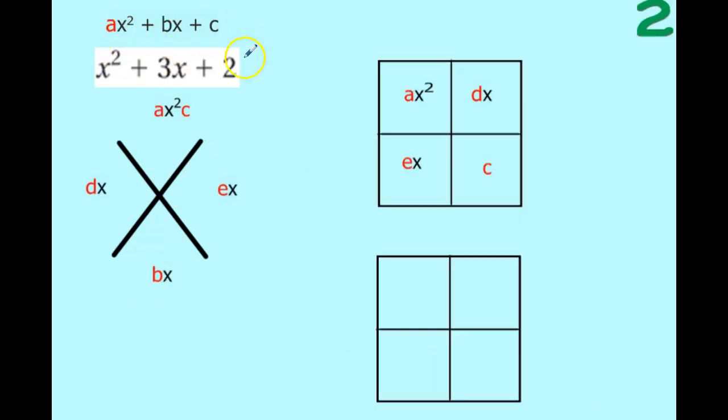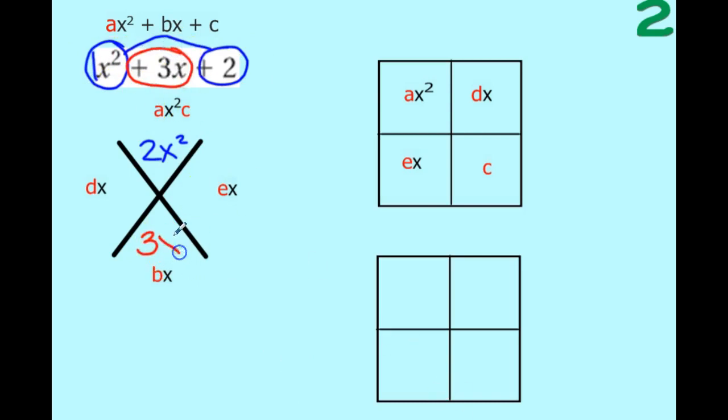Here's our first term, middle term, last term. To get what goes on the top of our diamond, we multiply the first and the last terms, ax squared and c. So x squared times 2 is just 2x squared, because this was a 1. 1 times 2 is 2. In the middle, 3x, that goes on the bottom.